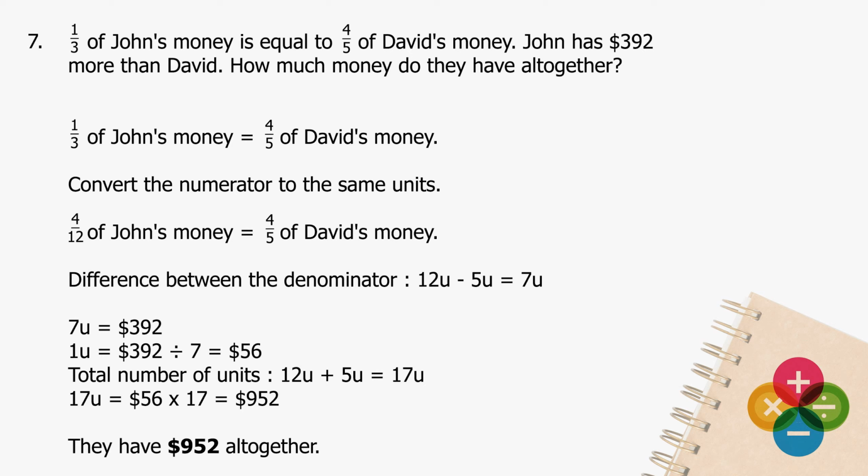The total number of units will be: add 12 units to 5 units, and the sum is 17 units. 17 units will be: multiply $56 by 17, and the product is $952. They have $952 altogether.